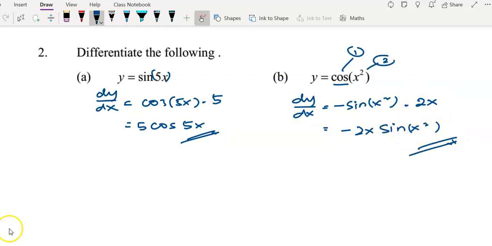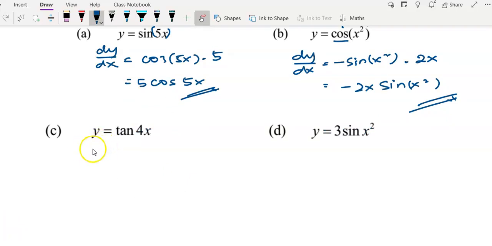That is your answer. For example C, dy/dx will be equal to the outer function. I will set tangent as the outer function, and the inner function I'll set as the second function that I need to differentiate. So the first function that we need to differentiate is tangent. Differentiate tangent, you get secant squared. And for the inner function, you just copy it back. Secant squared of 4x.